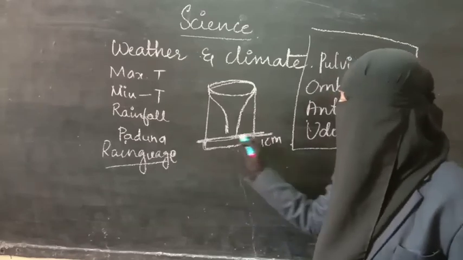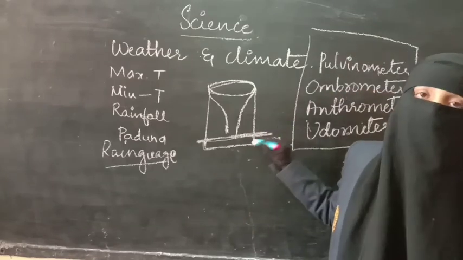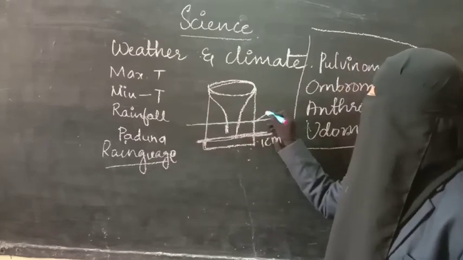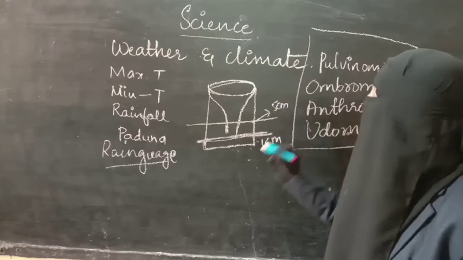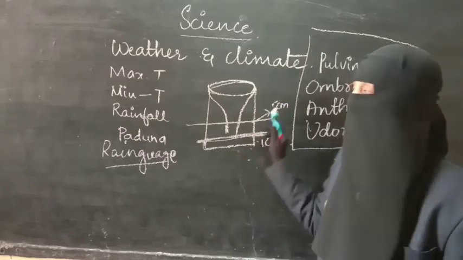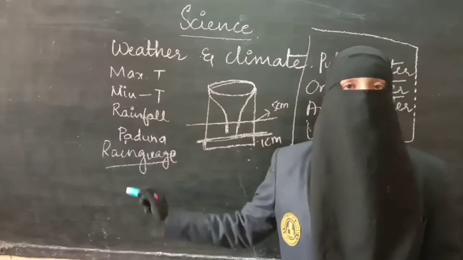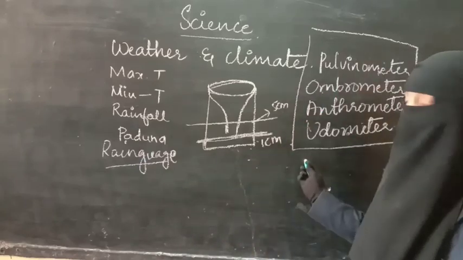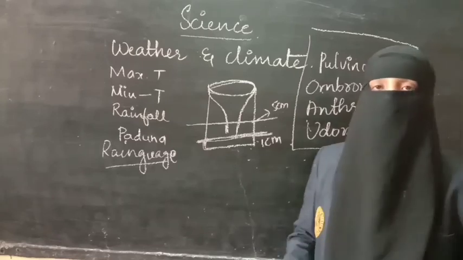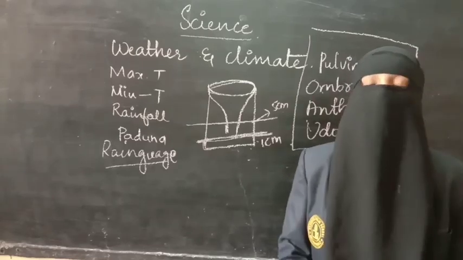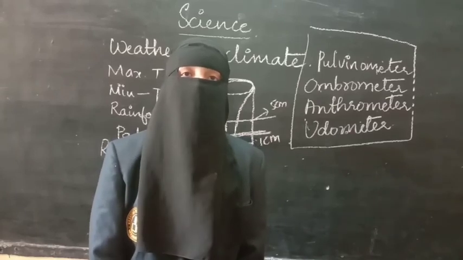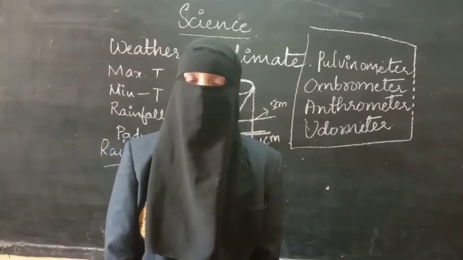However much water gets collected here will be the magnitude of rainfall. For example, if the water is up to here and the measurement is 5 centimeters, that means the magnitude of rainfall is 5 centimeters. Like this, in the meteorological department, meteorologists use a rain gauge and find out the magnitude of rainfall at a place. Students, your homework is to practice the diagram of MMT, the maximum minimum thermometer, once in your classwork.